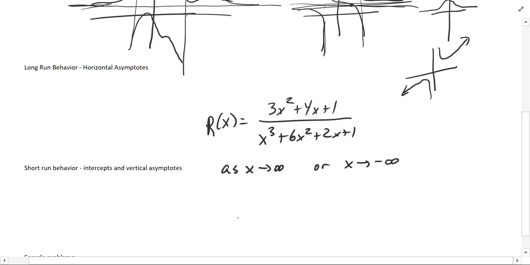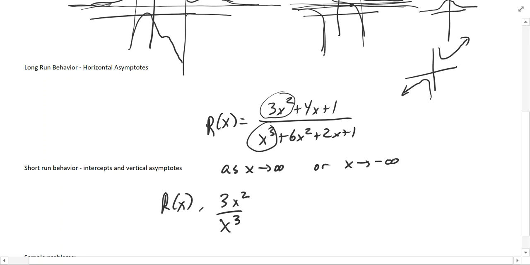When we talked about polynomial functions, we talked about how the overall long run shape is most influenced by the leading term. And that's still going to be the case in this rational function. Those leading terms are really going to determine the shape of what happens. So as x goes to infinity, what's going to be important is the 3x squared over x cubed.